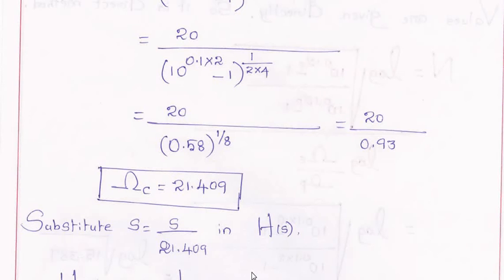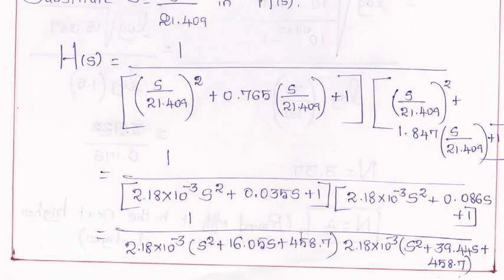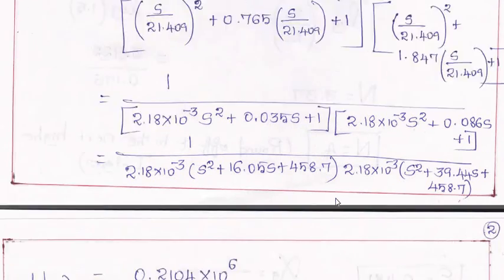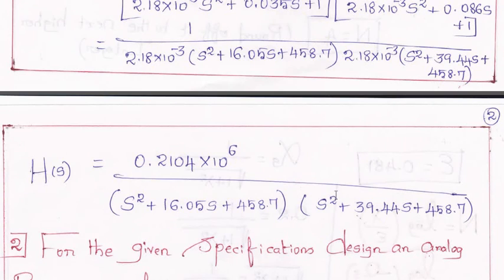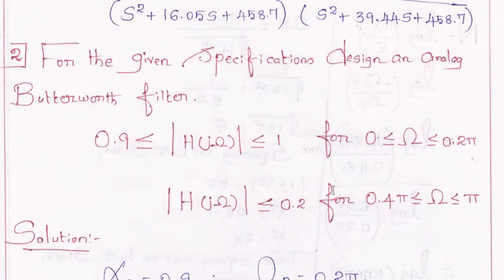Ωc is equal to 21.409 in H(s). Then for s you have to substitute s divided by 21.409. So you have to solve this, then you get this value: H(s) is equal to 0.2104 × 10^6 divided by (s² + 16.05s + 458.7)(s² + 39.44s + 458.7).